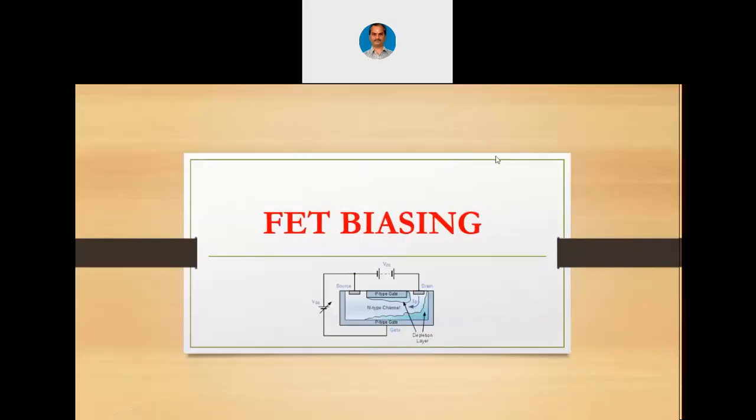Okay, you're able to see this particular slide where, from now on, we are going to discuss FET biasing. You can see this picture where we have an N-type channel and a P-type gate. The P-type gate surrounds the N-type channel and we have this drain and source. Unlike the earlier picture where drain was taken at the right side and source at the left side, here the FET is shown as a planar device.